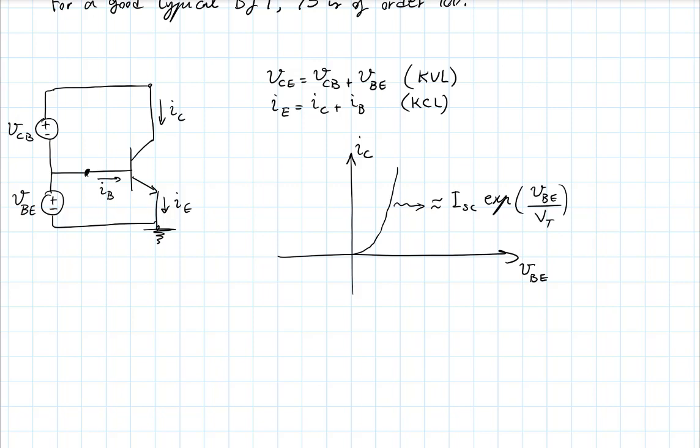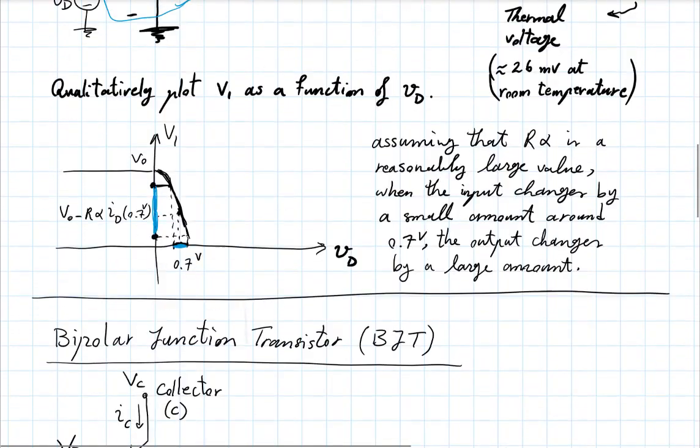Now you might say, wait a second, I just said I needed two voltages, VBE and VCE, to describe this device fully. Yet here I have said IC is simply an exponential function of VBE. So what happened to VCB? Does that matter? Well, let's think about it this way. Let's go back to this example here.